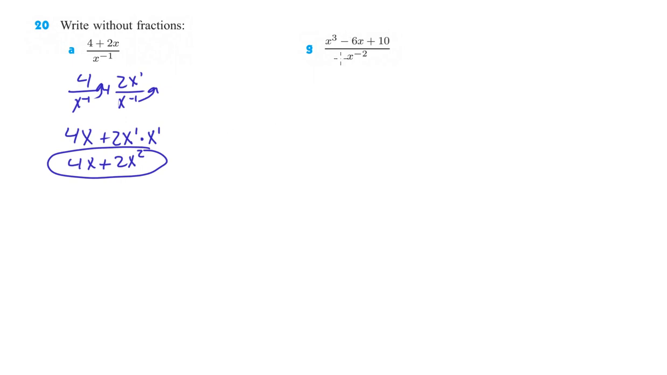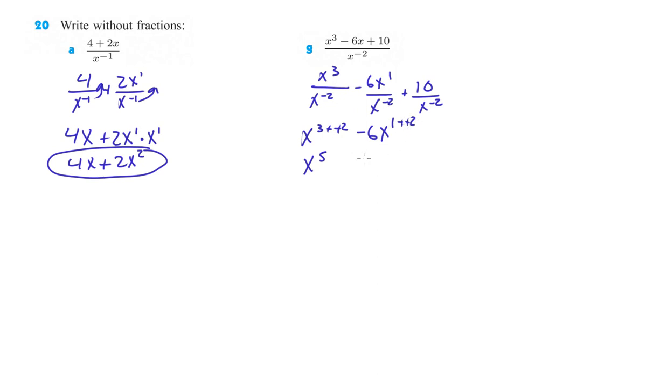Okay? And then last one here, x cubed over x to the negative second minus 6x to the first over x to the negative second plus 10 over x to the negative second. Okay, simplify this. This is going to be x to the 3 minus negative 2, which is going to turn into plus 2, right? So that's going to be x to the 5th minus 6x to the 1 minus negative 2.